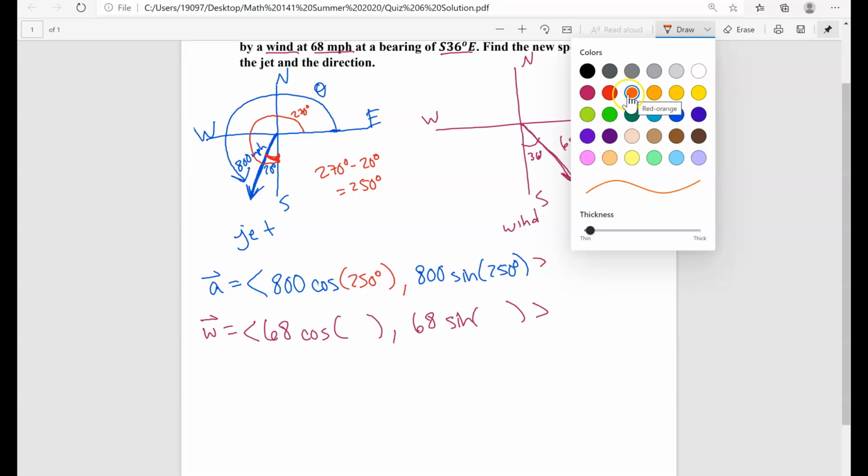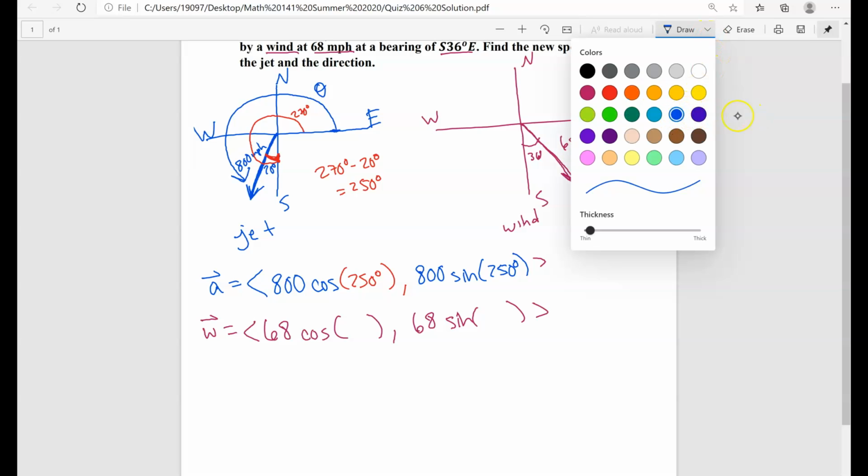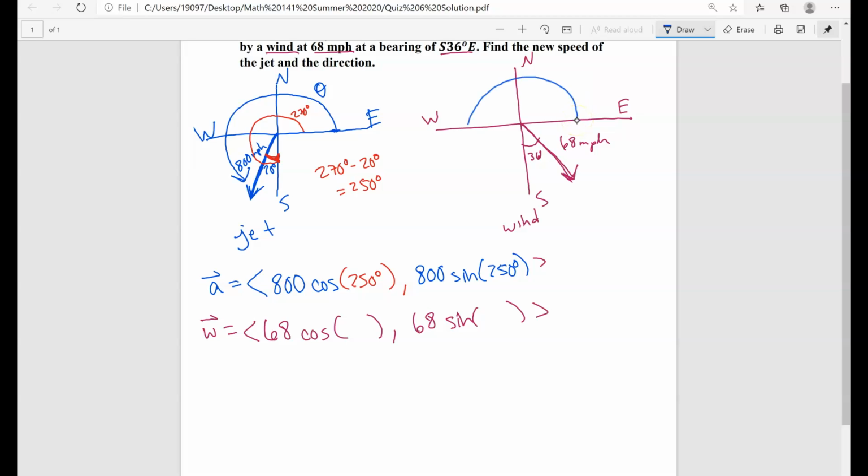We just figured out that this was 270 degrees. If I want to go a little bit more over here, I have to add this 36 degrees. So I'm taking 270 degrees and adding this additional 36 degrees, because I want this whole angle theta. That's going to give me 306 degrees. So here goes 306, and here goes 306.